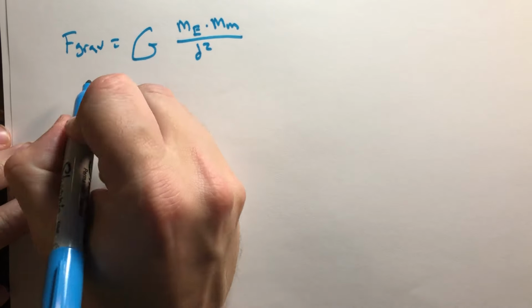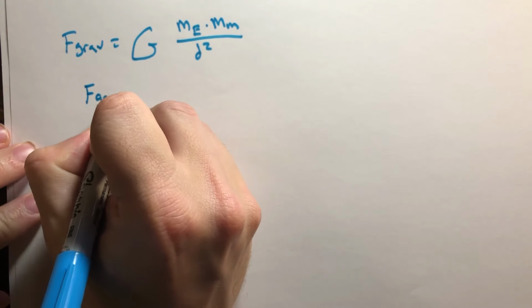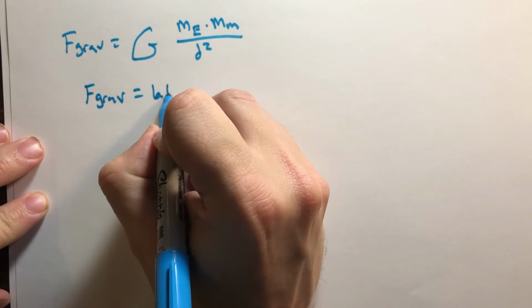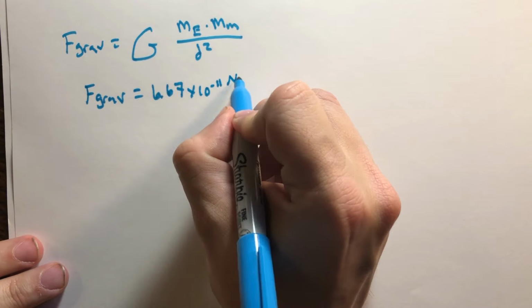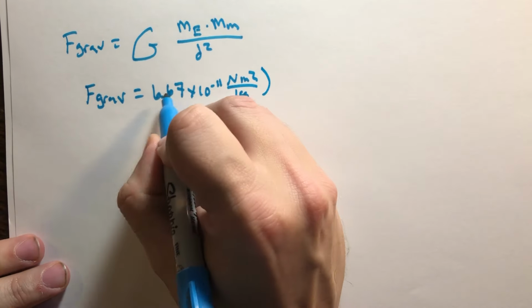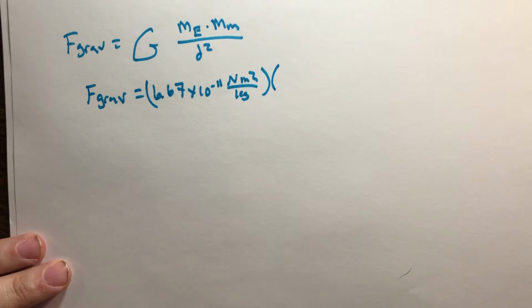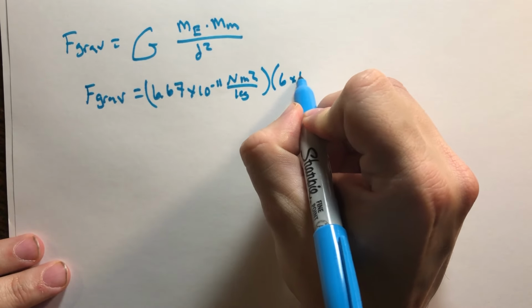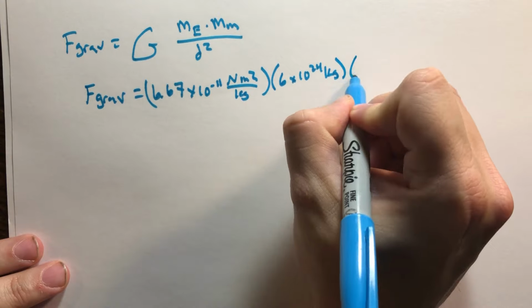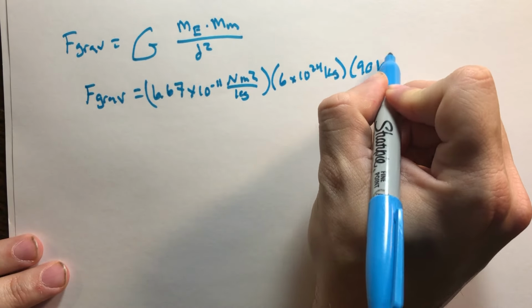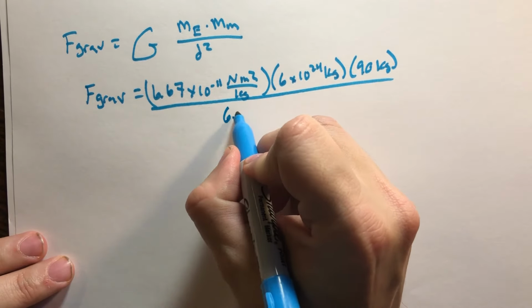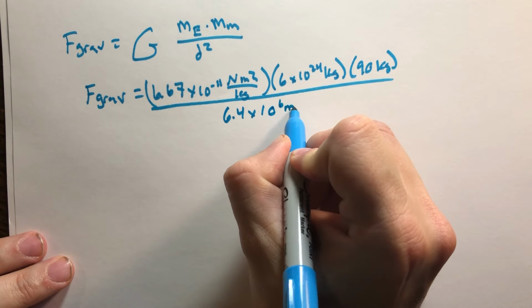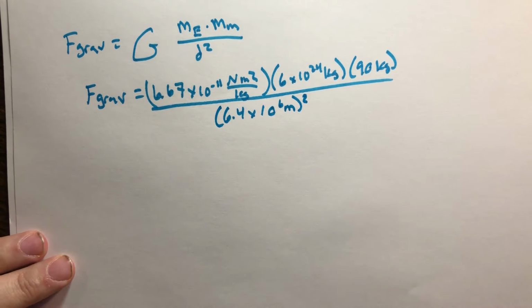So if we want to find this for our guy on the surface, well, G is just 6.67 times 10 to the negative 11th newtons meters squared over kilograms squared, times the mass of the Earth, which we were given is 6 times 10 to the 24th, times the mass of the dude, which is just 90 kilograms, so almost nothing comparatively, divided by the distance between them. In this case, we just need to deal with the radius of the Earth, which is 6.4 times 10 to the 6th meters, and we square that because it is an inverse square law.